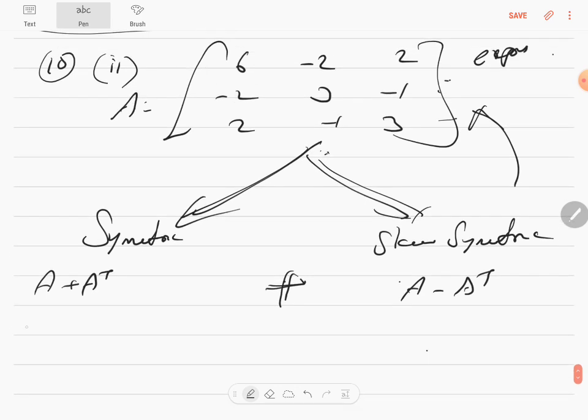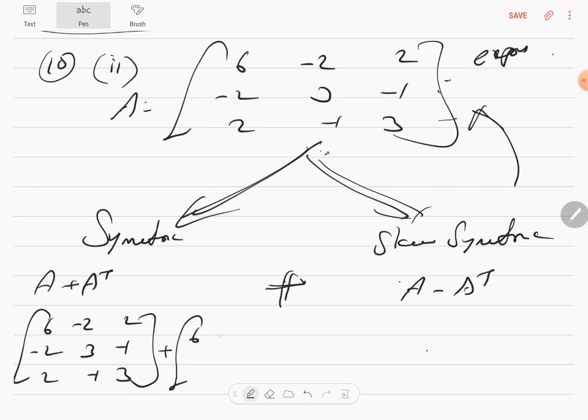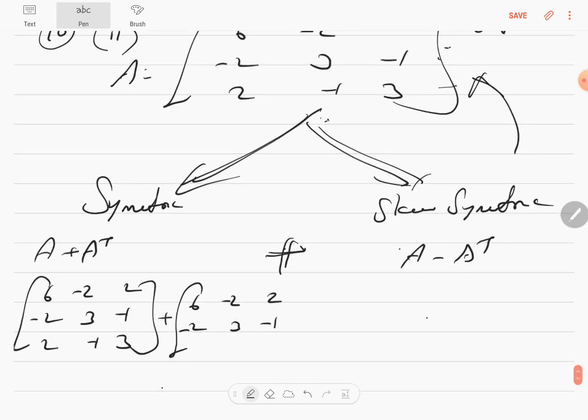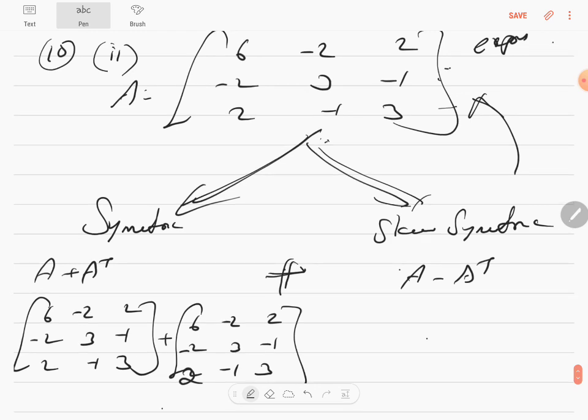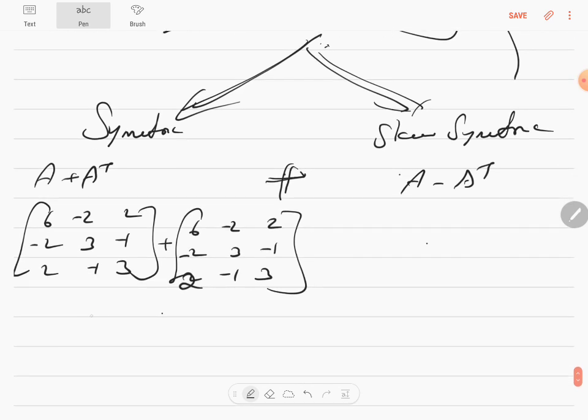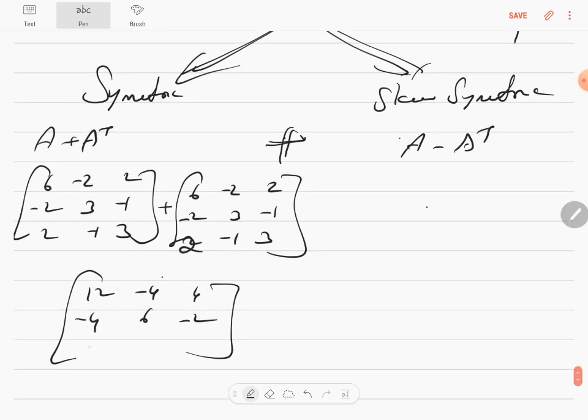So let's do A, which is 6, minus 2, 2, minus 2, 3, minus 1, 2, minus 1, 3, added with its transpose, which is 6, minus 2, 2, minus 2, 3, minus 1, 2, minus 1 and 3. That will be A plus A transpose. So what will you get? You will get 12, minus 4, 4. You get minus 4, 6, minus 2. You get 4, minus 2 and 6.